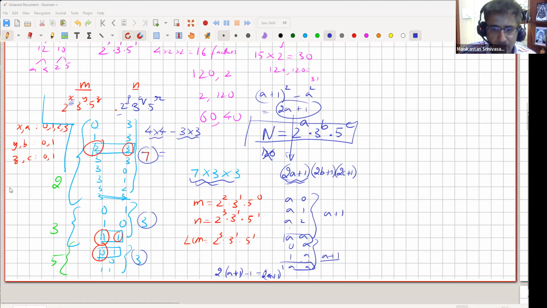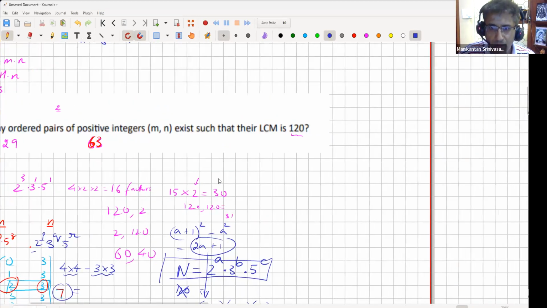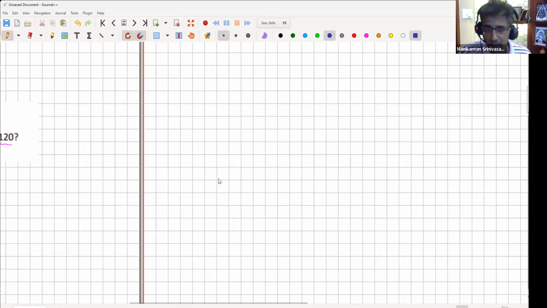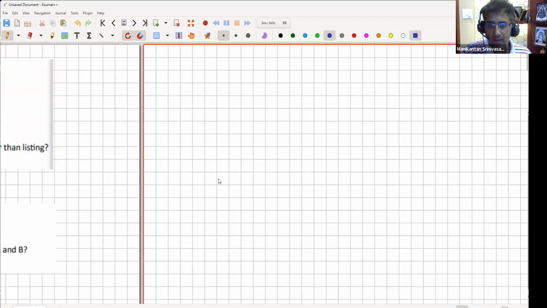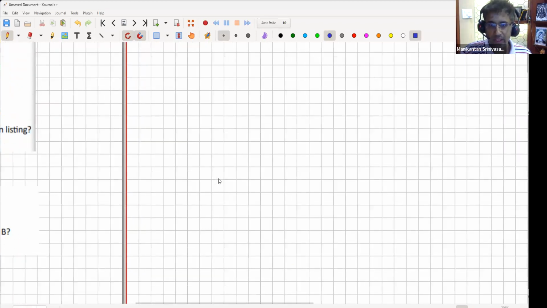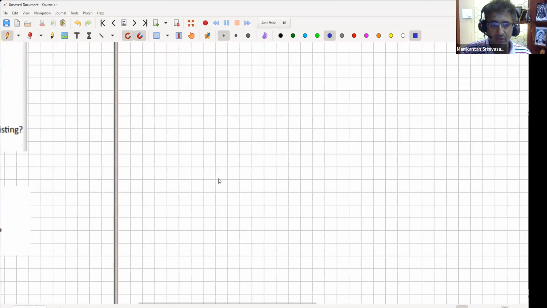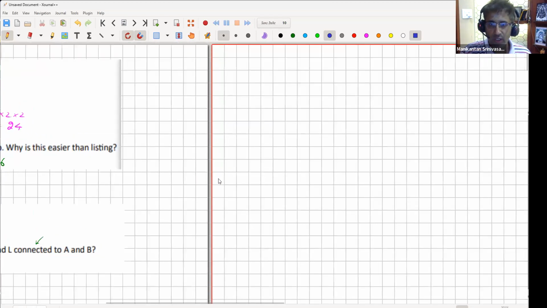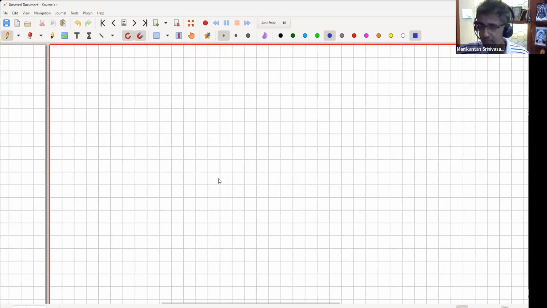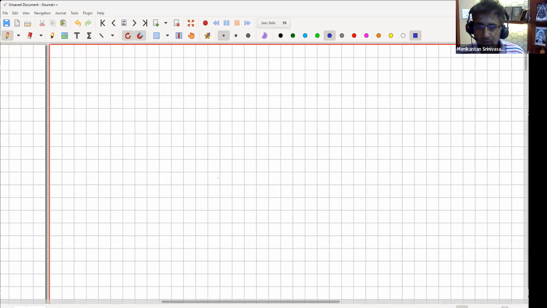Okay. Just for practice, can we just try one more number of the same kind? So let's say how many ordered pairs where the LCM would be 1000. Can we just try this so that we are all on the same page? Instead of 120, it's 1000. Ordered pairs M, N, and it takes care of ordering also. You don't have to worry about multiplying by 2 and all that. Ordered pairs, LCM of M and N should be equal to 1000.